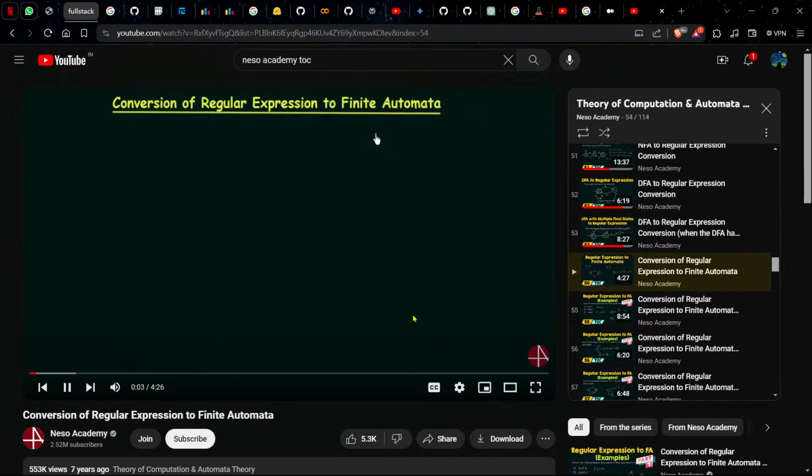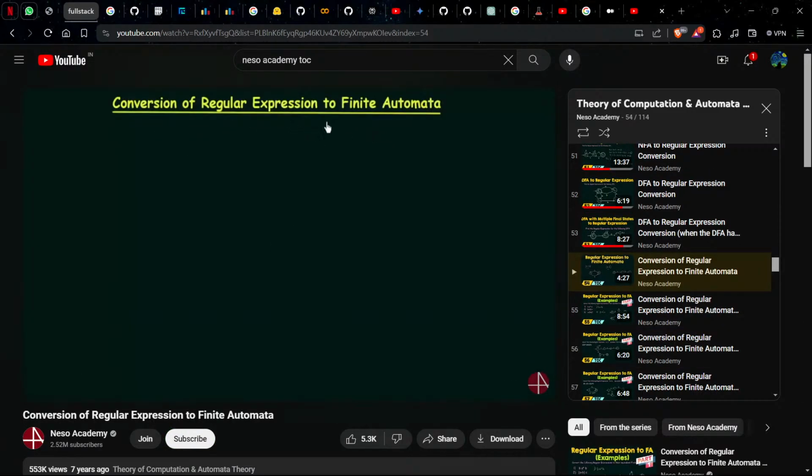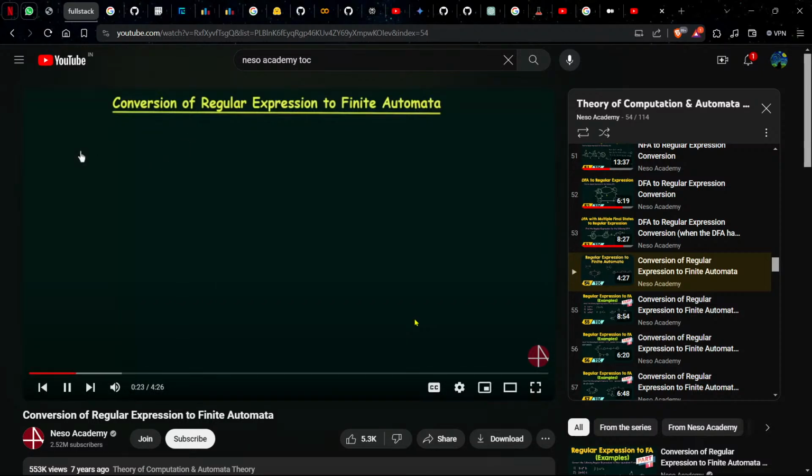Till now we have studied how to design regular expressions for a given DFA, and in this lecture we will be studying about conversion of regular expressions to finite automata. That means, given a regular expression, how do we convert it to its equivalent finite automata? In this lecture we will be studying some of the important rules that we should remember while we convert regular expressions to finite automata, and from the next lecture onwards we will be seeing some examples. Alright, so let's get started.